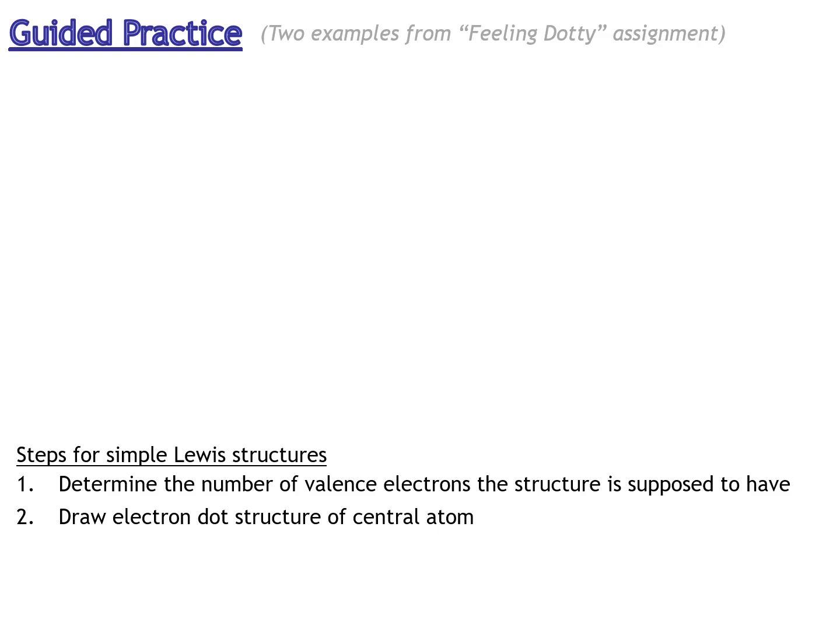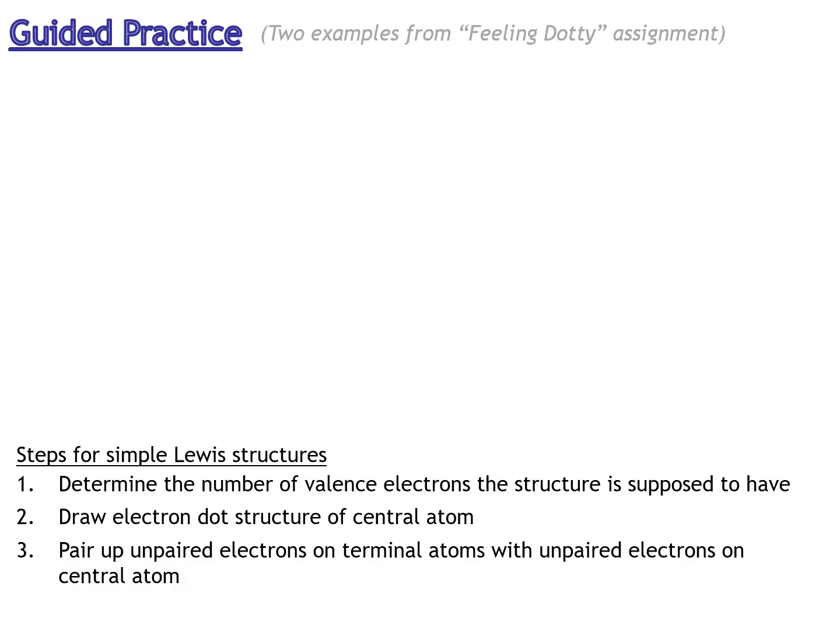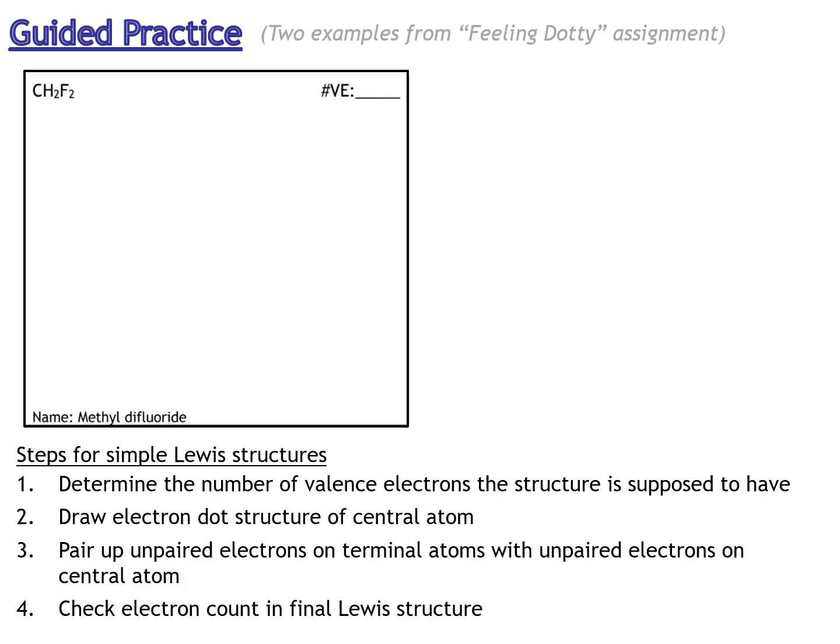Then you want to identify your central atom, draw the electron dot structure around the central atom, and then pair up the unpaired electrons with the unpaired electrons on the terminal atoms to make your Lewis structure. And then lastly, check your electron count. All right, so we've got CH2F2. So the first thing we have to do is add up our valence electrons. First thing I have to do is turn my pen on.